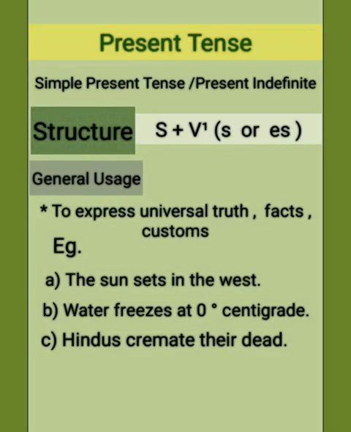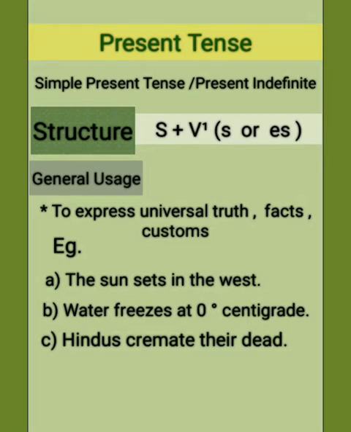Now, the next tense is present tense. So, in that, the first form is simple present or present indefinite tense. And the structure is subject plus verb first form with s or es. Now, the general usage of simple present tense. So, simple present tense can be used to express universal truths, facts, customs.